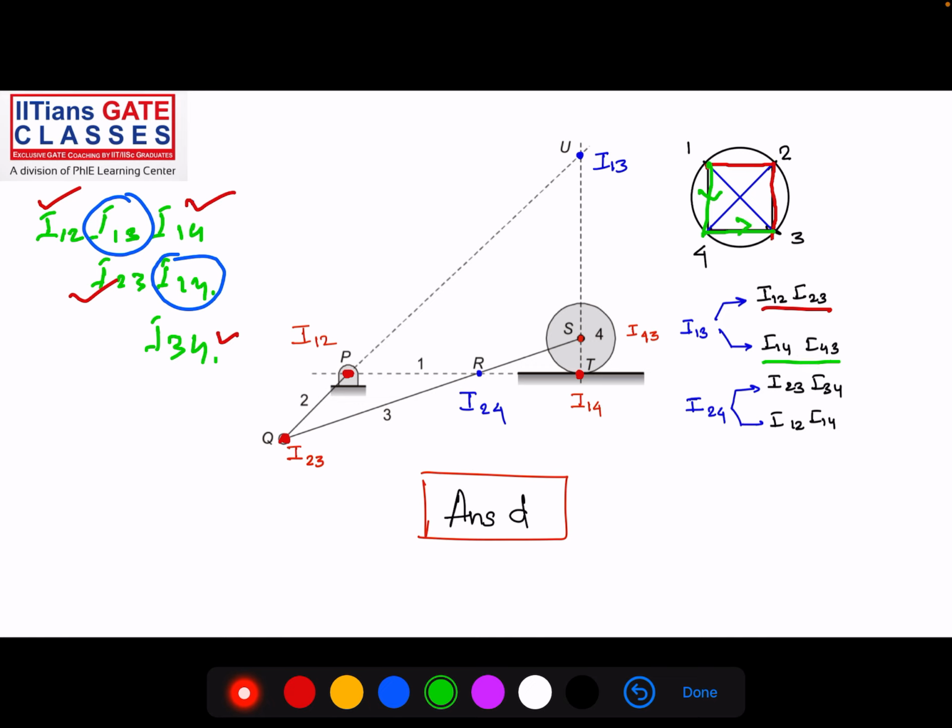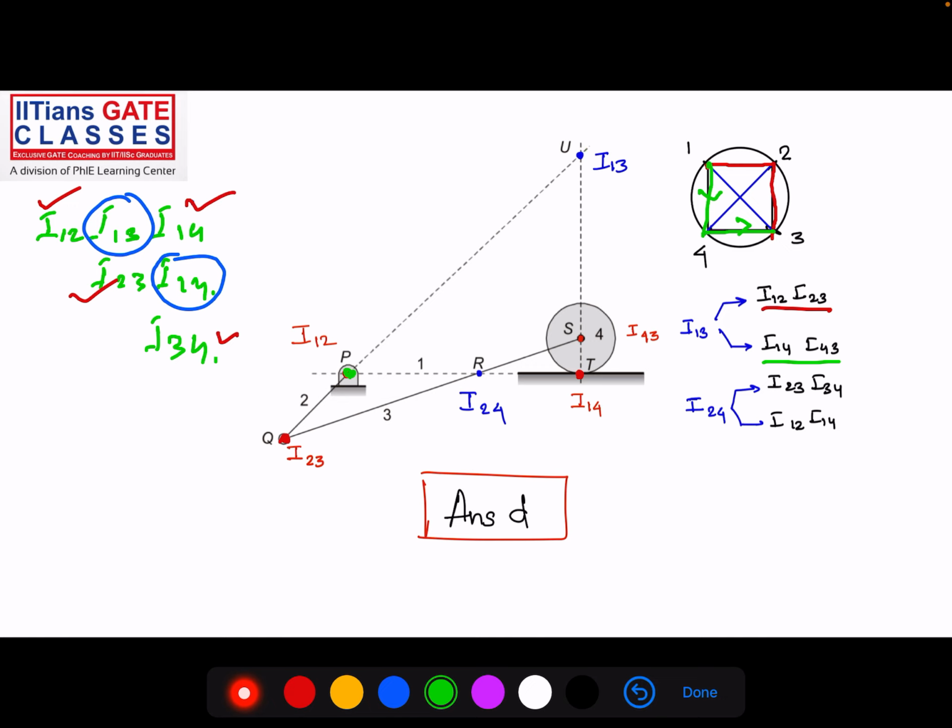So we'll join these 2 lines: 1-2, 2-3, and then 1-4, 4-3. This is 1-2 and this is 2-3; this is 1-4 and this is 4-3. We join them, and the point of intersection is I13. So we have got this point, U, as I13.